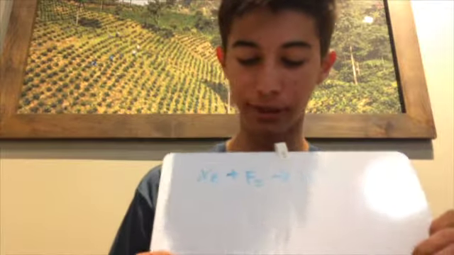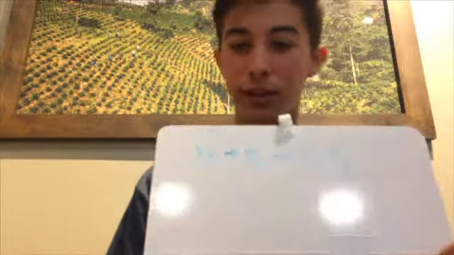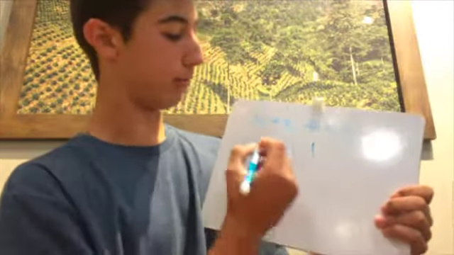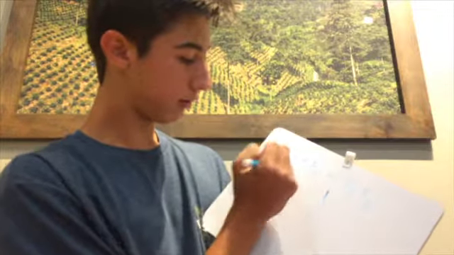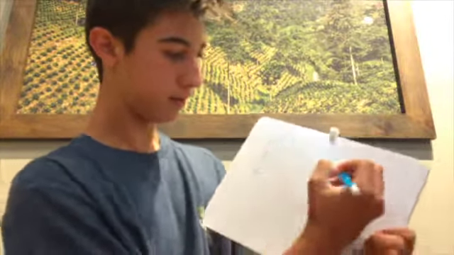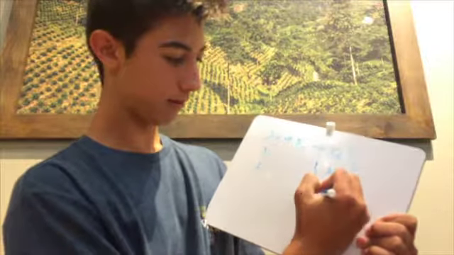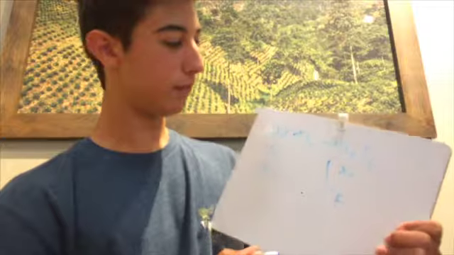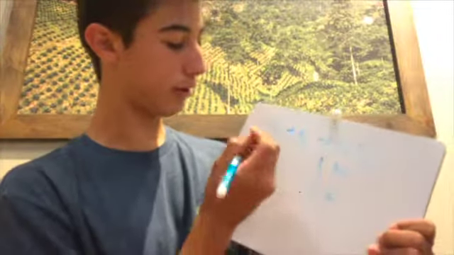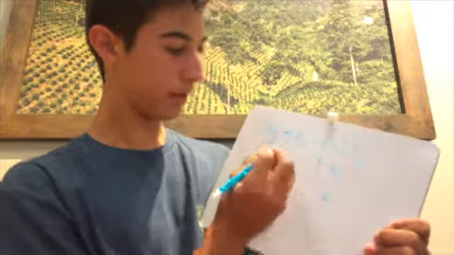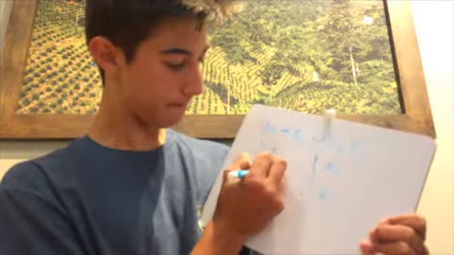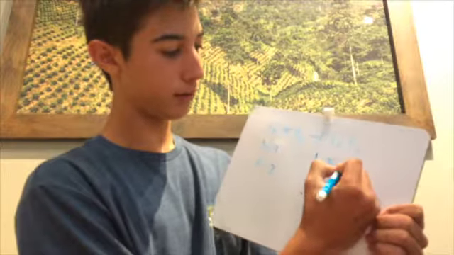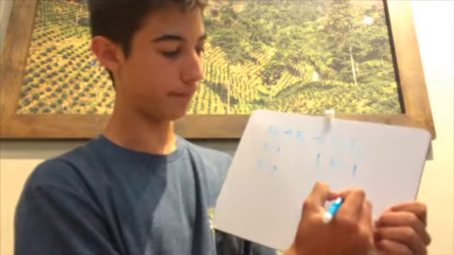For our first balancing equations problem, we are going to have Xe plus F2 equals XeF6. Basically, what you've got to do is separate into two columns and write out each element. So from here, you want to look at the subscripts. For Xe, there's 1, there's 2 F's, there's 1 Xe over here, and there's 6 over here.